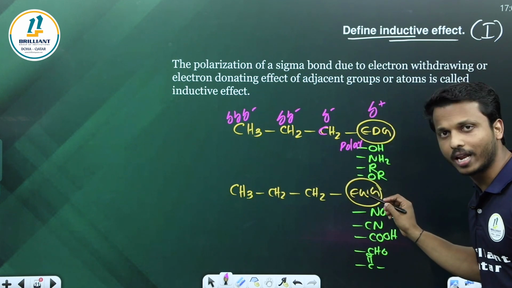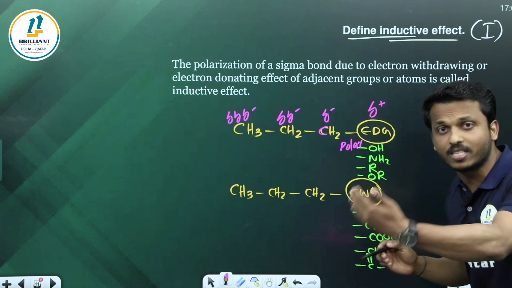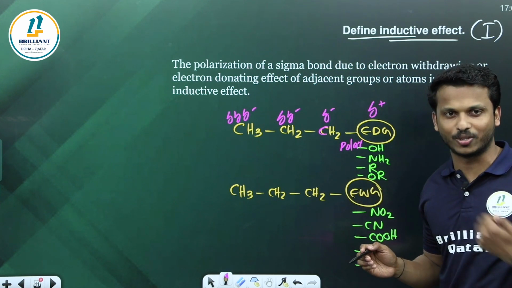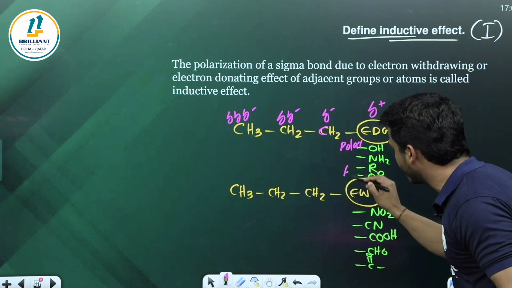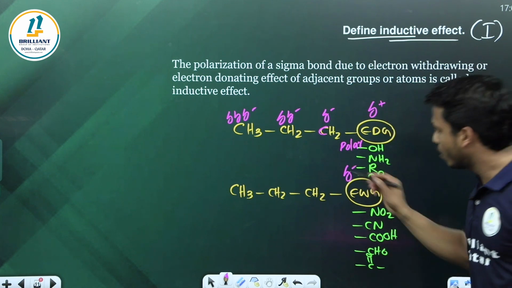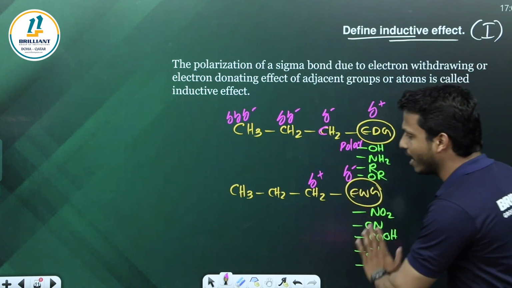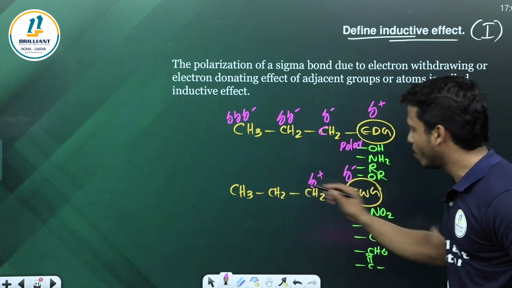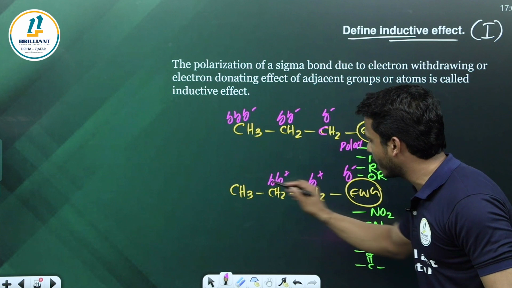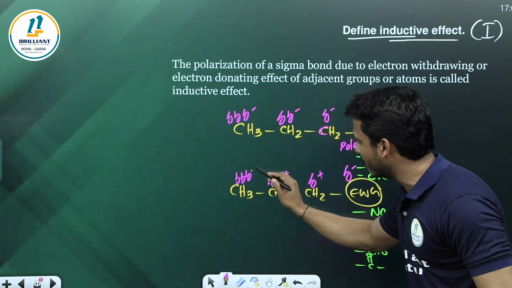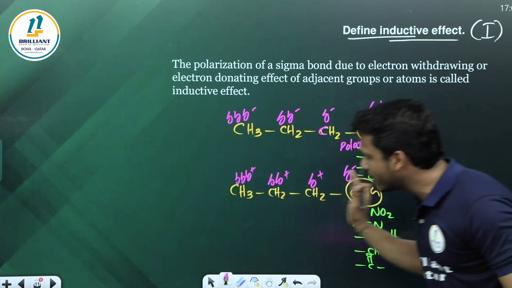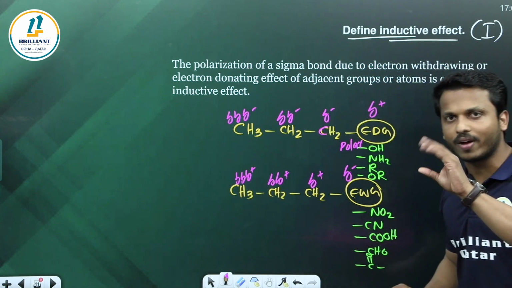What about the charge for an EWG? You can guess here. EWG means they will withdraw the electron from the chain, so they will take electron and get a negative charge. So what is the charge on the carbon? Positive charge. Now it is polar, and this polarity transfers to the nearest bond. So you will get delta plus, delta delta plus, like that. As the distance from the group increases, this effect diminishes.